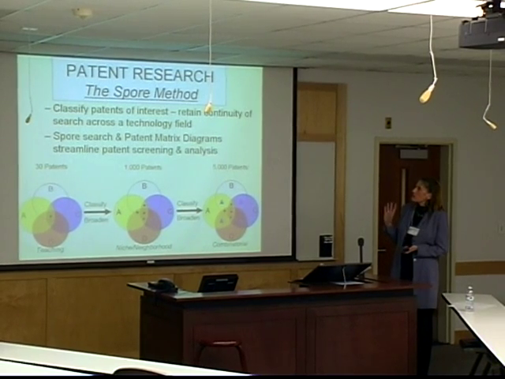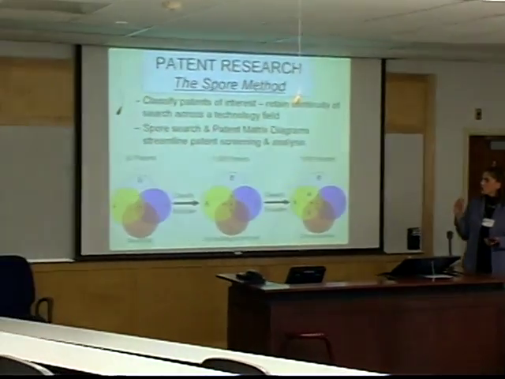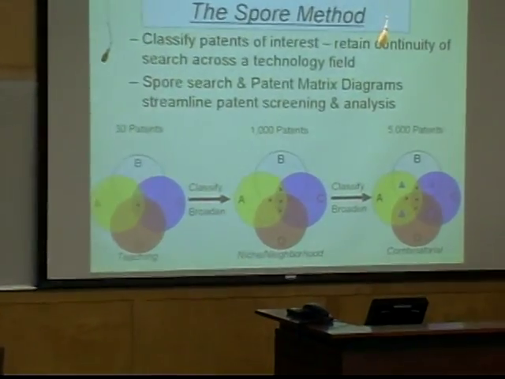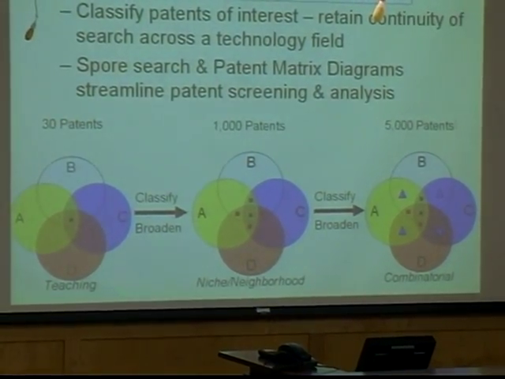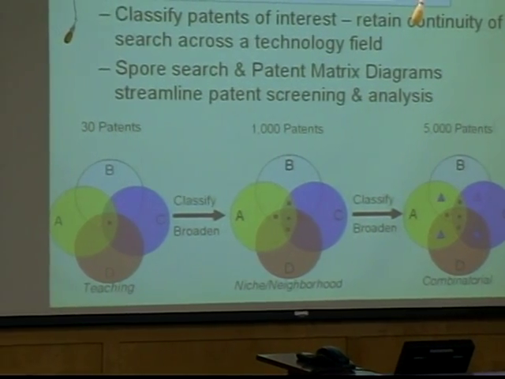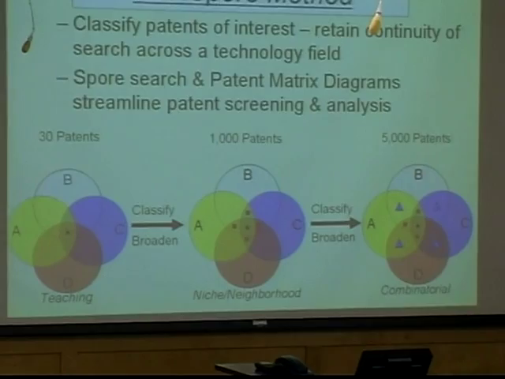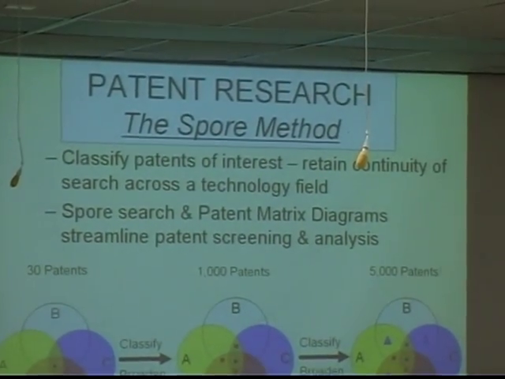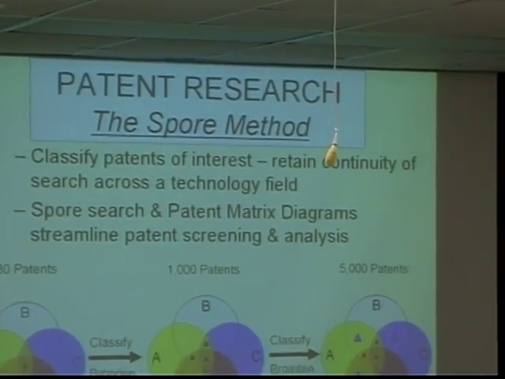Now, the characteristic of the SPOR software is that you actually start from looking at the very core field, that is the technology you want to patent, and you go outside from the very focus, you go to the outskirts. Usually it's done the other way around. You look at the broad field first, and then you focus in on what you want to patent.